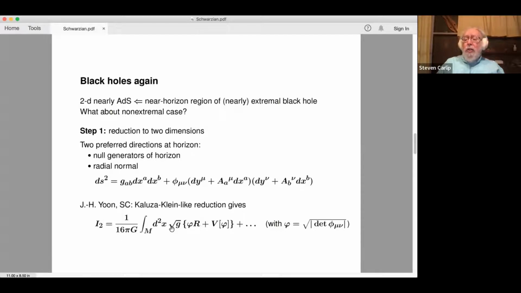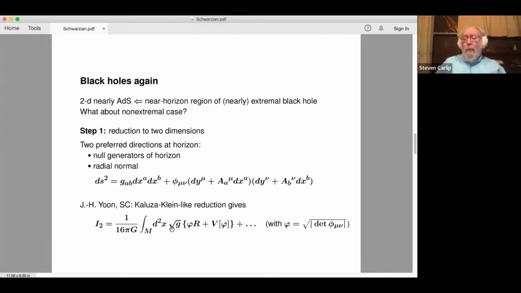You actually don't really even need the condition of stationarity. What you need is something called an isolated horizon, which means a black hole in which an arbitrarily small region around the horizon is stationary. Then the same structure exists, and that gives you two preferred directions, which are going to be the directions that we reduce to.